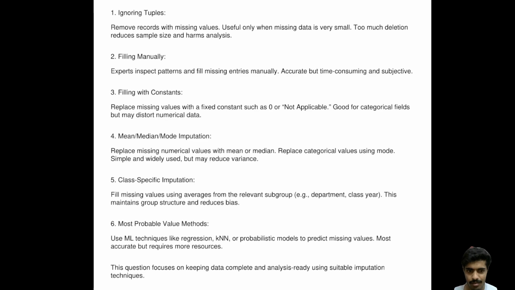The sixth is most probable value prediction, right? Again, we can apply ML models like regression, KNN, or Bayesian models to predict the most likely value, right? It is the most accurate, but computationally it is heavier, though it is one of the most accurate things you can do, right? So these techniques help keep our dataset complete and ready for analysis, right? So that was all about question number 10.